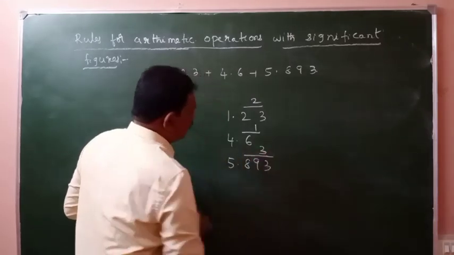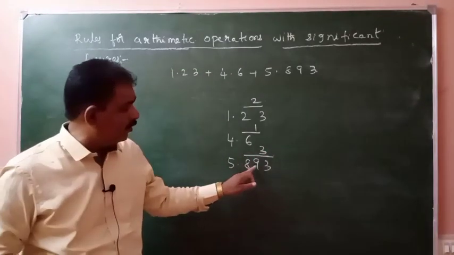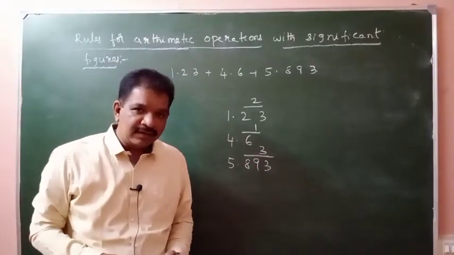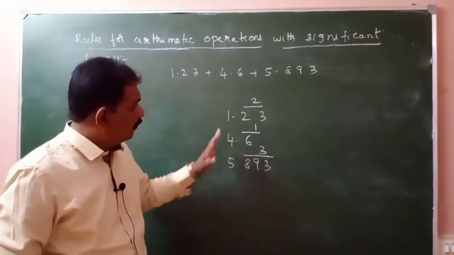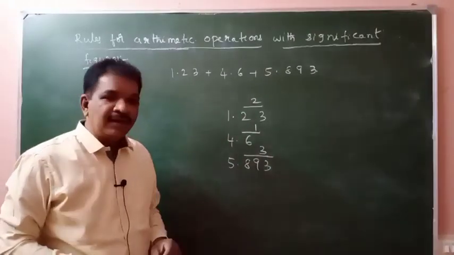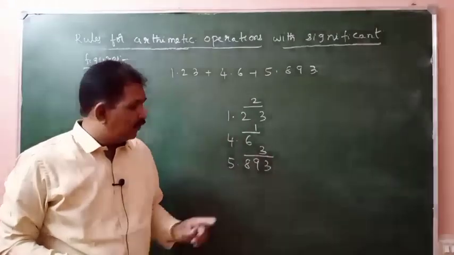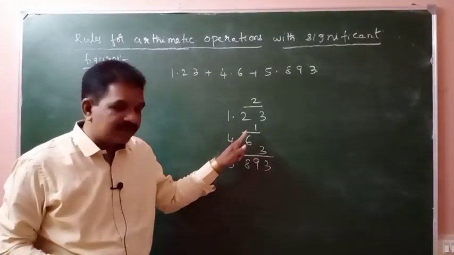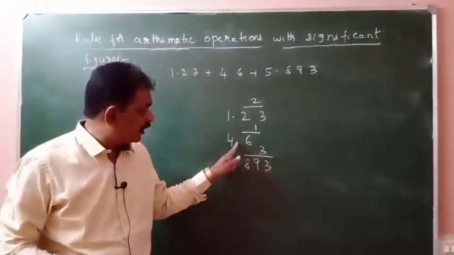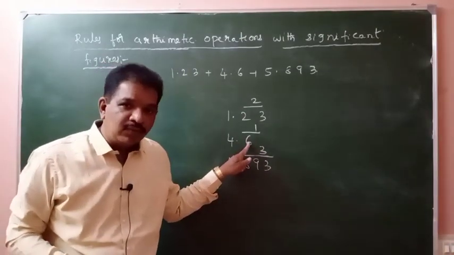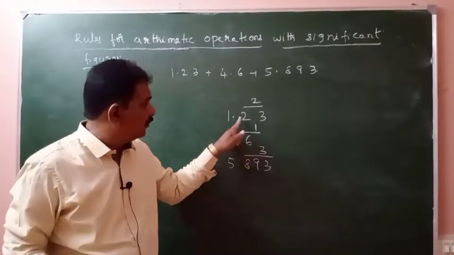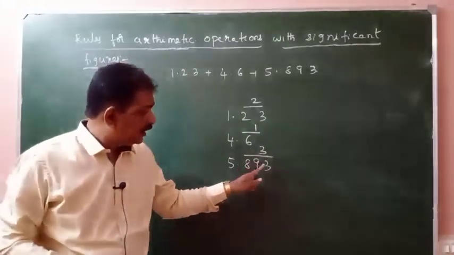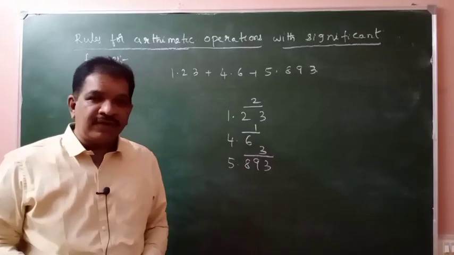5.893. After the decimal point, it will have 3 significant figures. Clear? Then before doing the addition, which number will have the least number of significant figures? This one. After the decimal point, it is having only 1 significant figure. It is having 2 significant figures. It is having 3 significant figures.